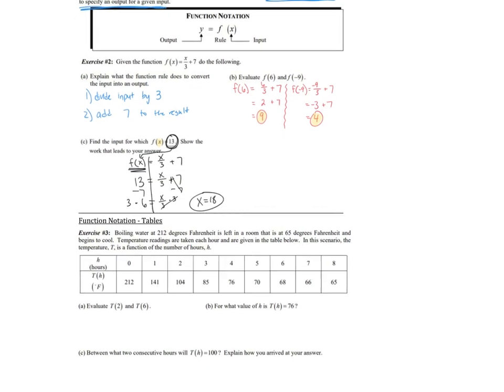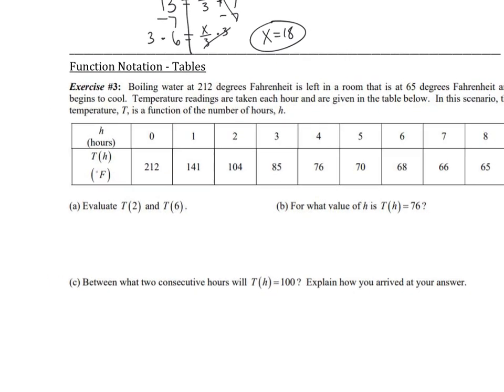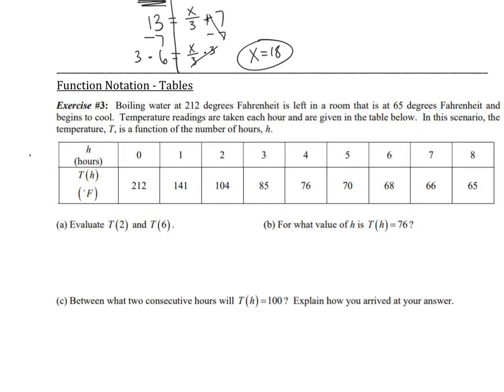Let's look at example 3. Boiling water at 212 degrees Fahrenheit is left in a room that is at 65 degrees Fahrenheit and begins to cool. Temperature readings are taken each hour and are given in the table below. In this scenario, the temperature T is a function of the number of hours. So in this example, our input is the hours and our output is the temperature. For each hour that goes past, the temperature you should see is decreasing.